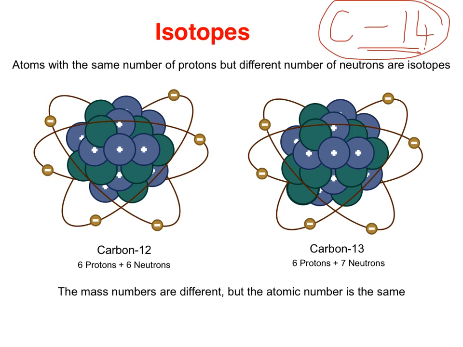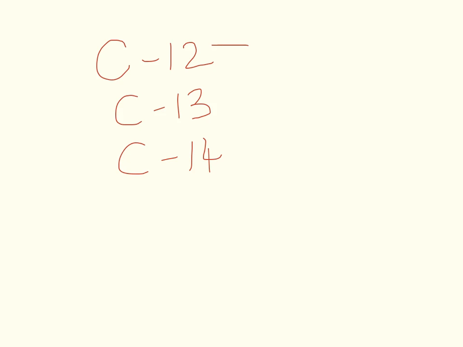Now what is an isotope? Two or more atoms with the same number of protons but different number of neutrons are known as isotopes. So 3 isotopes of carbon that are commonly known are C12, C13, C14. This is the mass number.